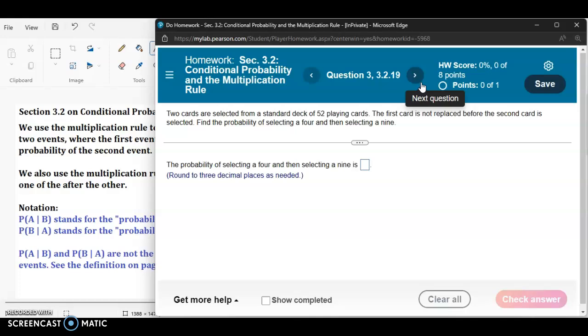All right, let's take a look at question 3. The problem says that two cards are selected from a standard deck of 52 playing cards. The first card is not replaced before the second card is selected. In other words, once we take that first card, we do not put it back into the deck. The question is, find the probability of selecting a 4 and then selecting a 9.